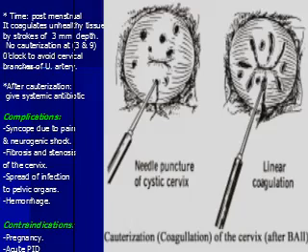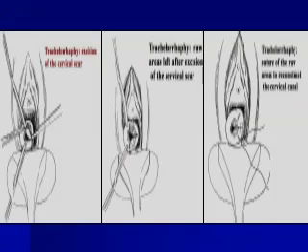This slide demonstrates the technique of cervical cauterization, timing, complications, and contraindications. This slide demonstrates the technique of trachelorrhaphy. Initially, excision of the cervical scar is done. Then, the raw areas left after excision are sutured to reconstruct the cervical canal.